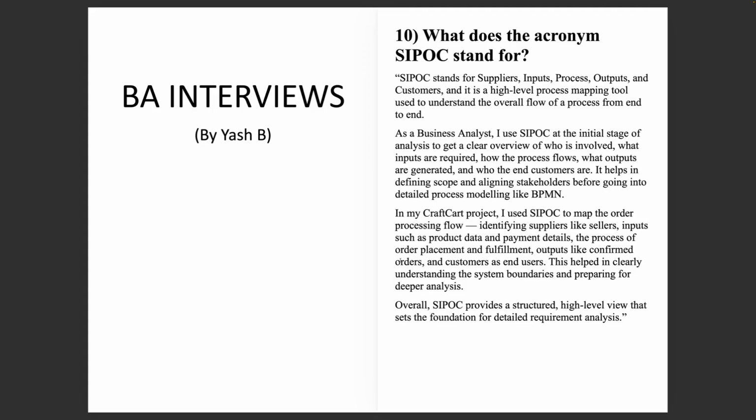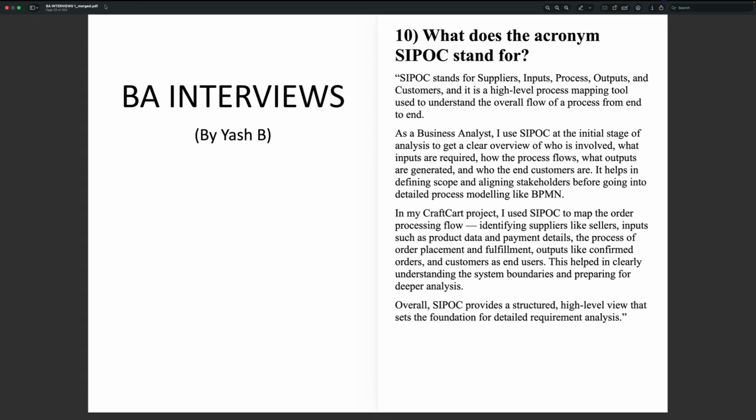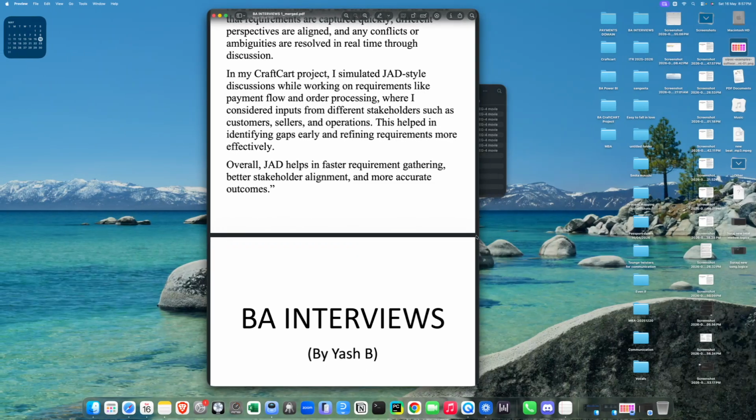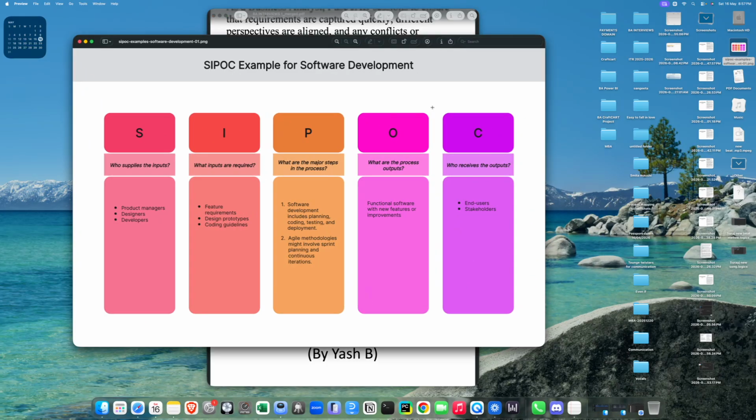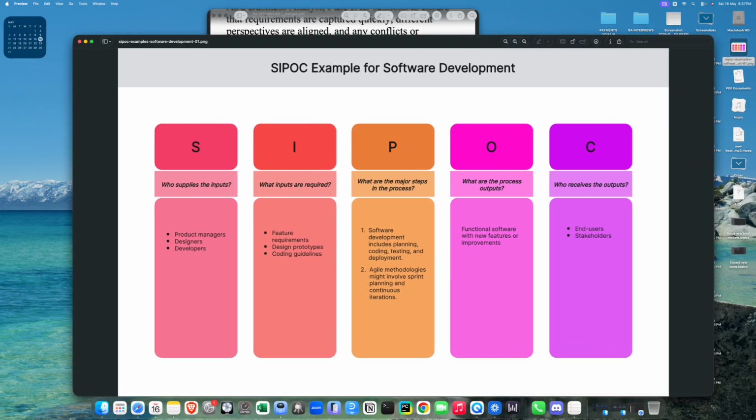So guys, as you can see, SIPOC is a high level process mapping tool used by business analysts to understand who provides input, how the process works, what output is generated, and who receives it, right? So I'll just give you a short example with a pic which I have right now. I hope you're able to see this.